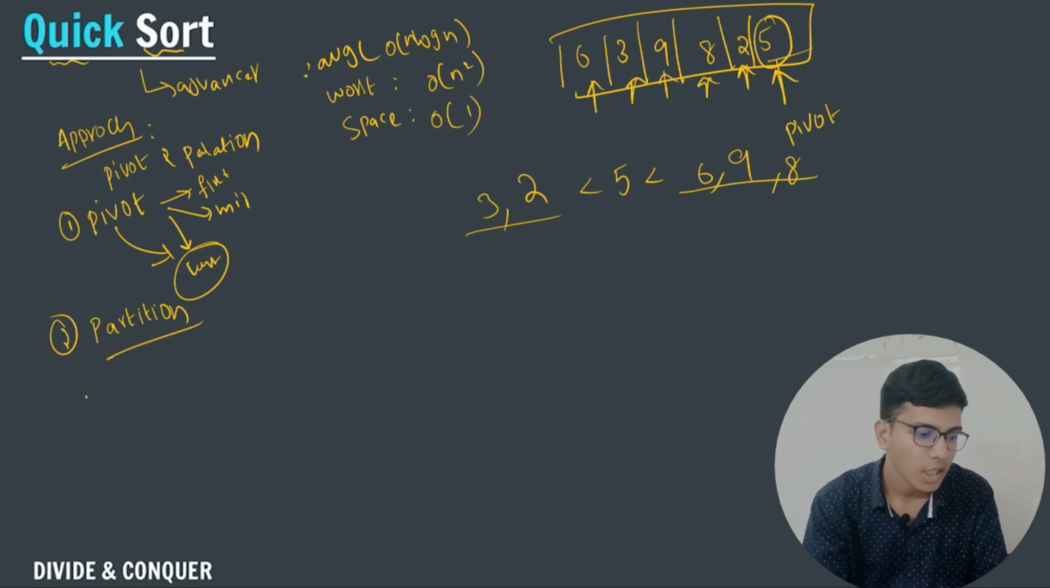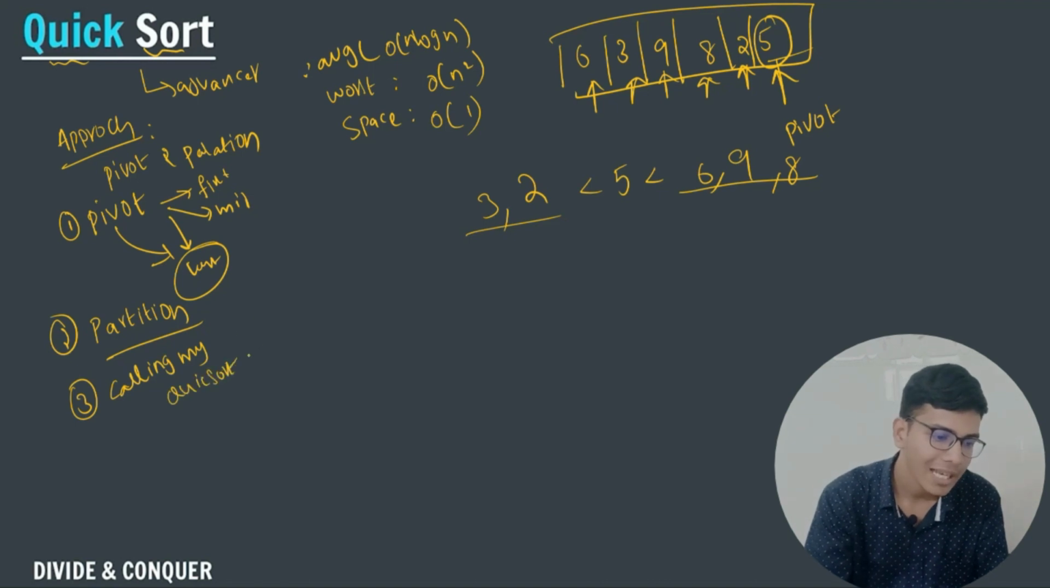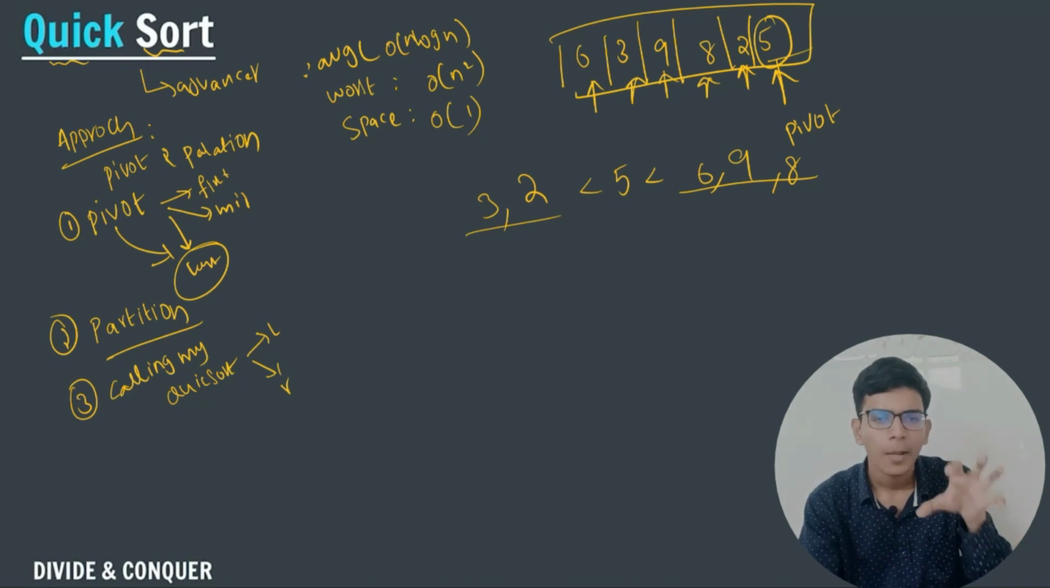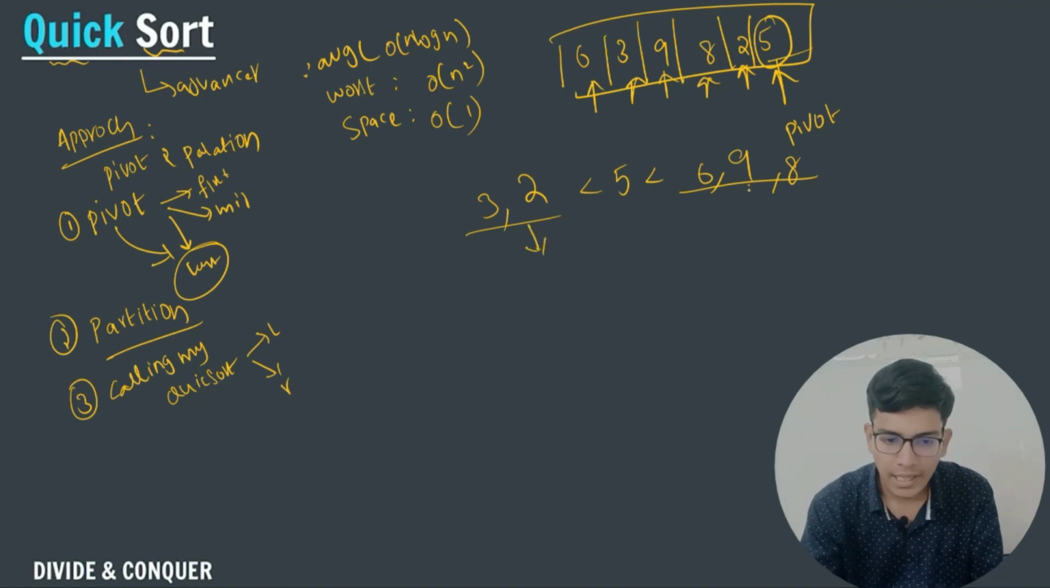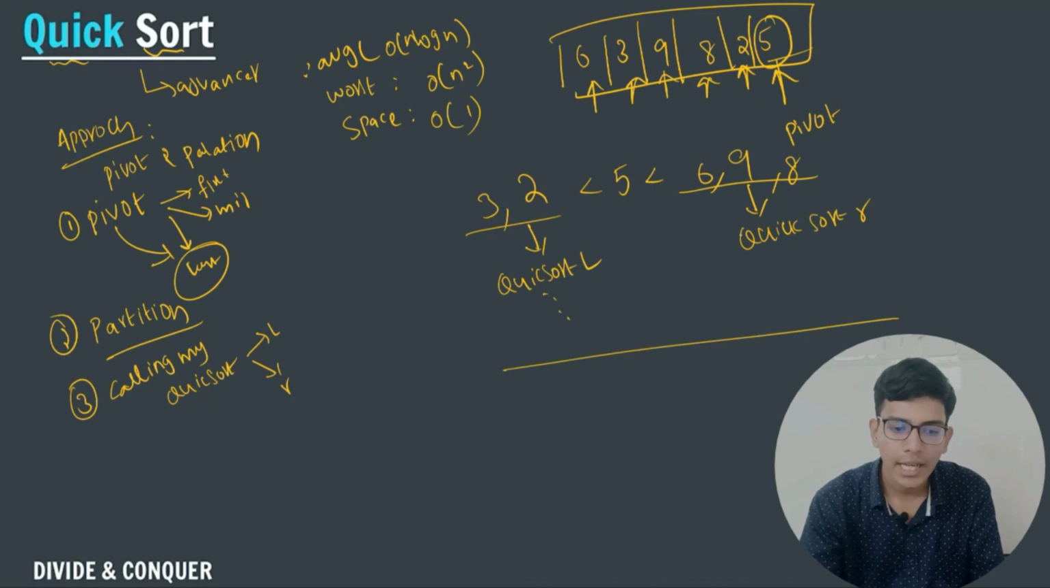And the third step will be calling quick sort for my left part and my right part. You just have to believe that quick sort will give me the sorted elements for my left side and my right side. So this is the left side and this is the right side, right? I will call quick sort for my left side. After that I will call quick sort for my right side, and these calls will continue until I hit my base case, and at the base case I will get my sorted array. So this will give me the sorted array.